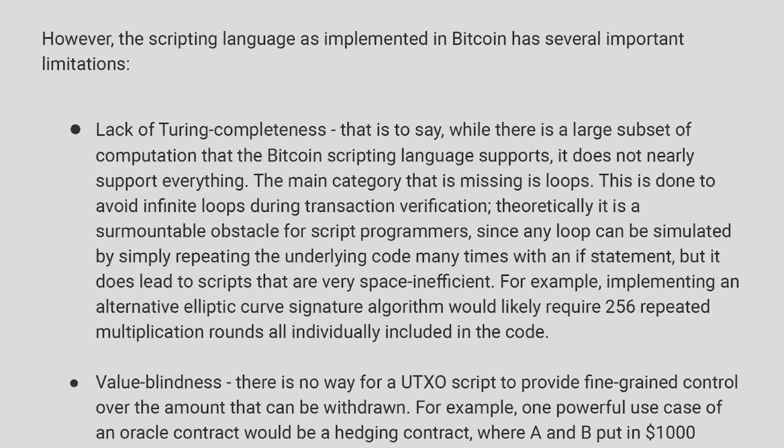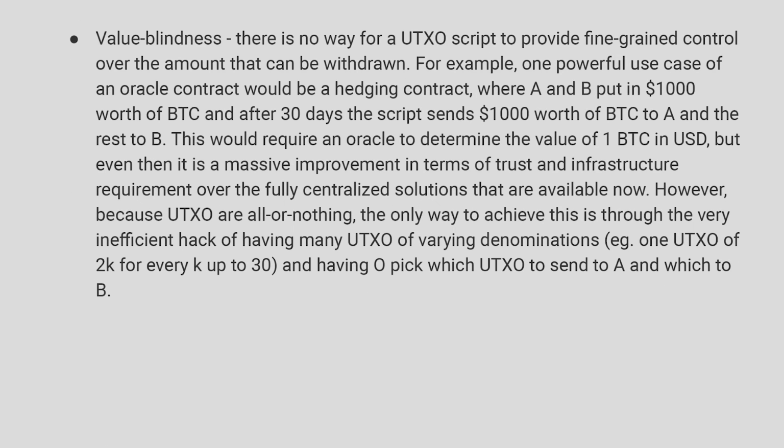Theoretically, it is a surmountable obstacle for script programmers, since any loop can be simulated by simply repeating the underlying code many times with an if statement. But it does lead to scripts that are very space inefficient. For example, implementing an alternative elliptic curve signature algorithm would likely require 256 repeated multiplication rounds, all individually included in the code.